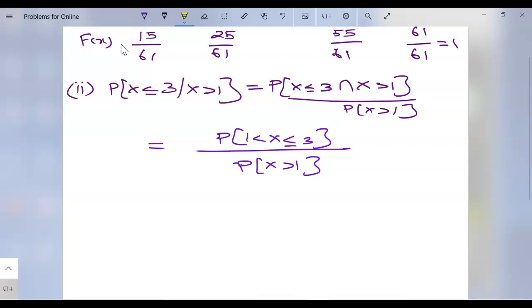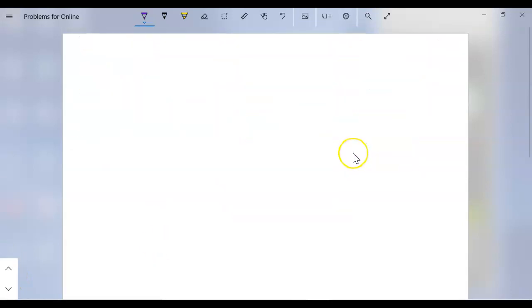Here I have taken only strictly less than. Here I have used inequality. It depends: here 3 is included, 1 is excluded. So try to understand this. Now this problem is very simple. So what does it mean? I need to have the table. Let me bring the probability table.